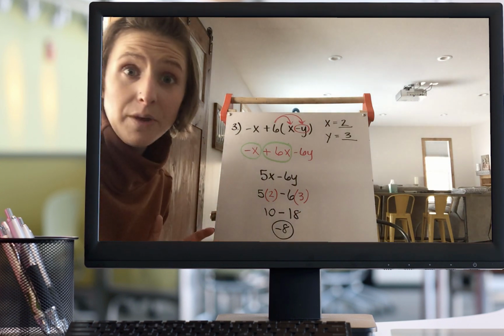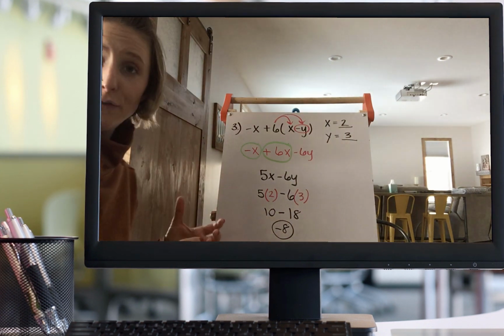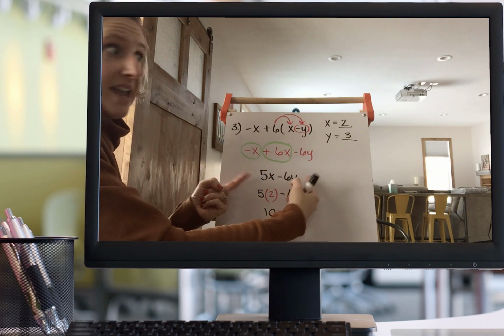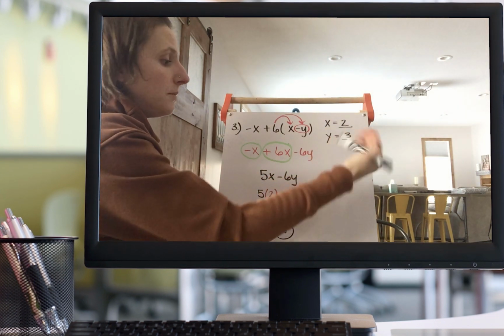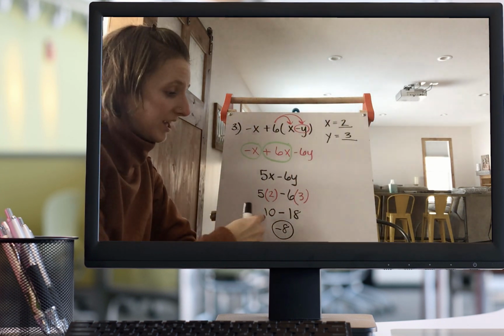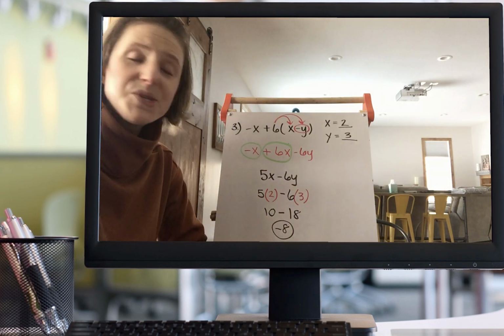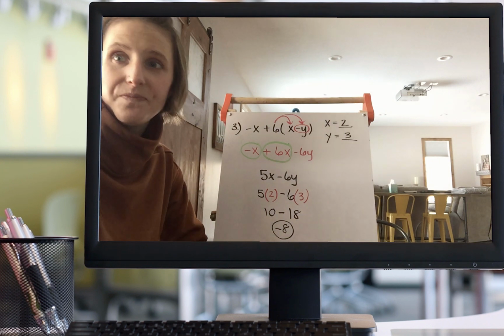So how is this different than what we've been working on the last handful of lessons? Well, this time we simplified our expression and then we were given values for the variables. So we had to plug those into the expression and get it down to just a singular value. Let's go ahead and look at example 4.